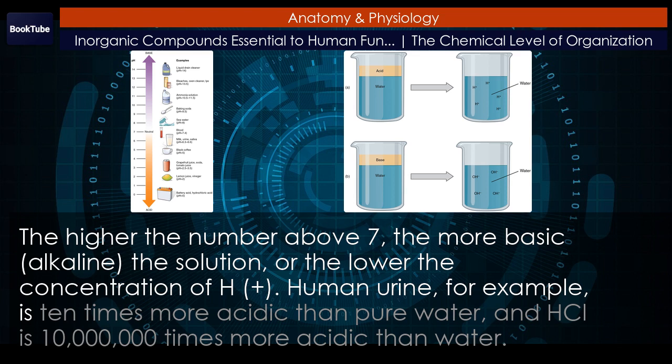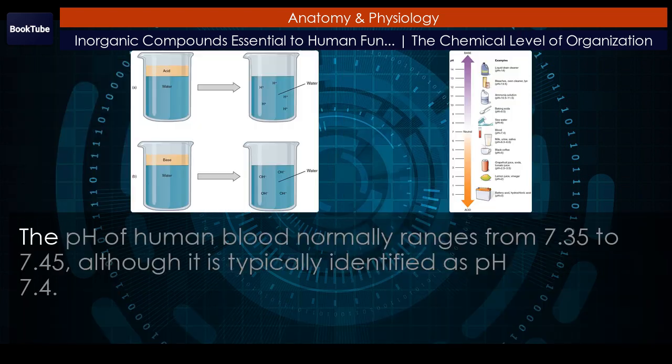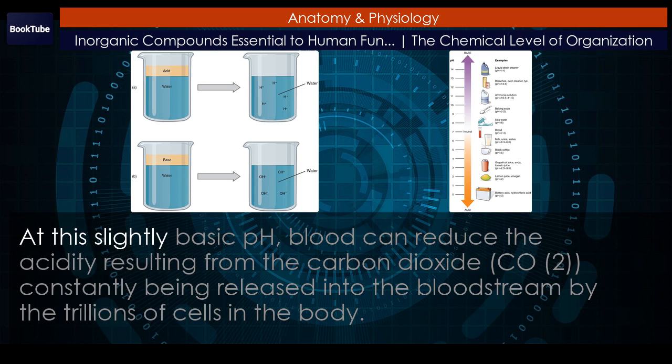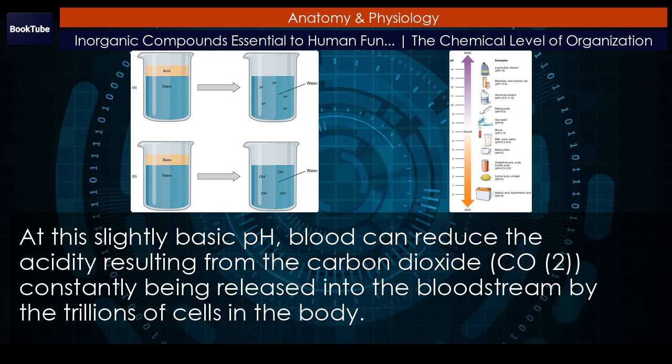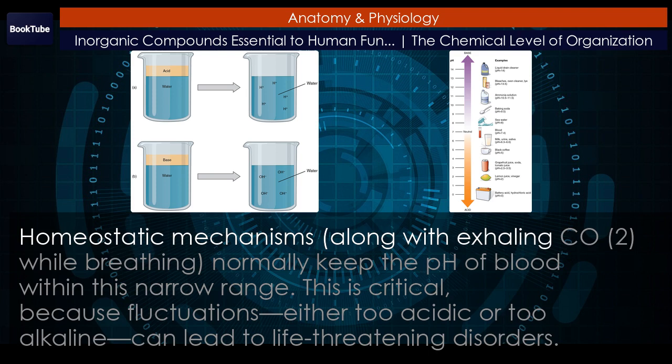Human urine, for example, is 10 times more acidic than pure water. And HCl is 10 million times more acidic than water. Buffers. The pH of human blood normally ranges from 7.35 to 7.45. Although it is typically identified as pH 7.4, at this slightly basic pH, blood can reduce the acidity resulting from the carbon dioxide, CO2, constantly being released into the bloodstream by the trillions of cells in the body. Homeostatic mechanisms, along with exhaling CO2 while breathing, normally keep the pH of blood within this narrow range.